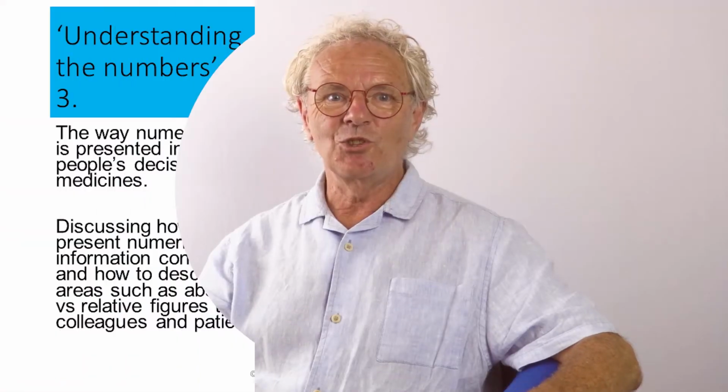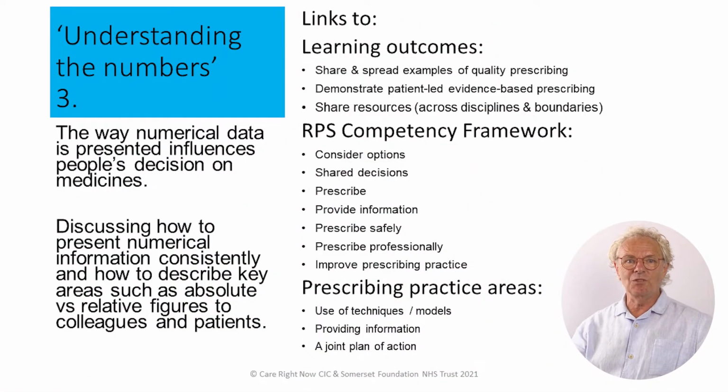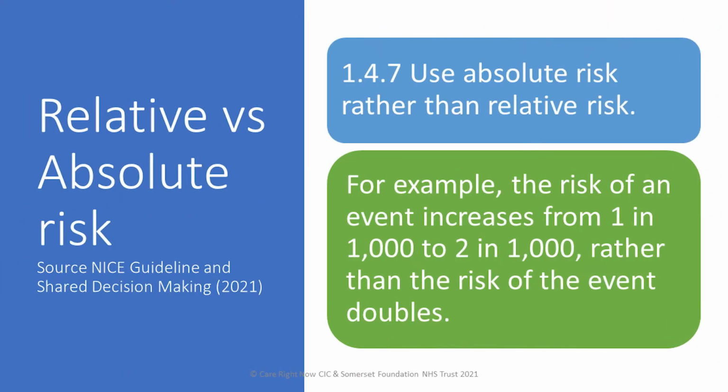The NICE guideline on shared decision making gives some examples of using numerical information to help patients decide on medicines and treatments. A key component of this is the use of figures to quantify risk, as the same information can be presented in ways that look very different. This is important for us clinicians and for patients, as the pharmaceutical industry tend to use relative figures rather than absolute figures, because these figures can present a more optimistic picture.